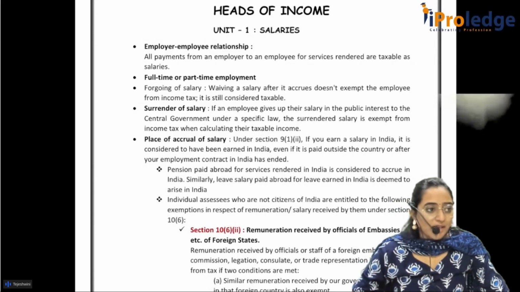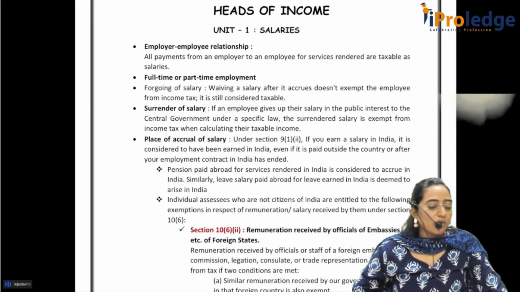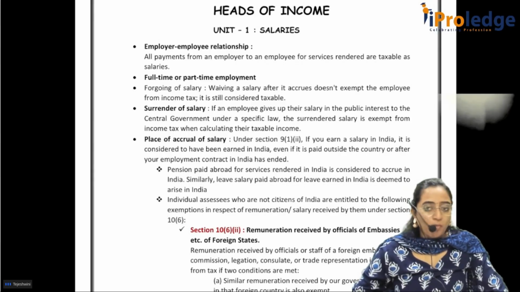Now, we are starting with the heads of income, and the first head of income we are going to look into is income from salary. This chapter alone covers somewhere around 8 to 10 marks. They can ask an independent question.